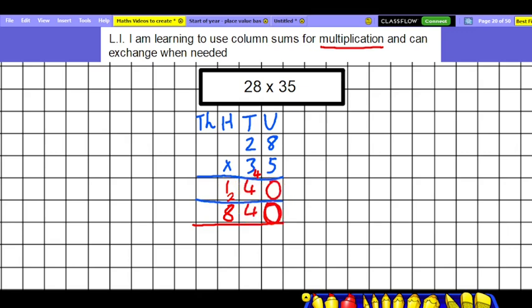So our answer then, 0 plus 0. Well, that is 0. 4 plus 4, well, that is 8. And we have 1 plus 8, and that's 9. And so we have our answer then, 28 times 35 is 980.